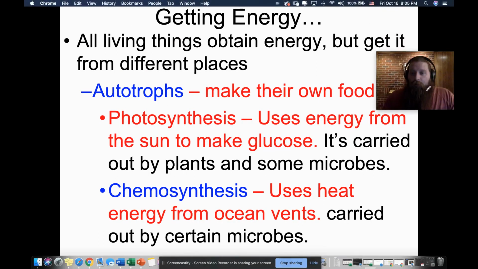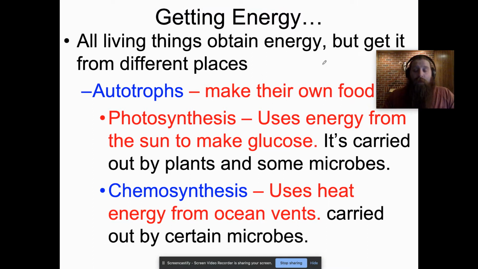Now, all living things do obtain energy, but they do get it from different places. So there's 3 main classes of organisms that we're going to talk about. There are the autotrophs. Now, the term auto is a bio prefix. It means self. And troph means feeder. So an autotroph is a self-feeder. It makes its own food. These are your plants, all right? Some of the microbes that we talk about, like Euglena, which does photosynthesis. Those are our autotrophs. They make their own food.